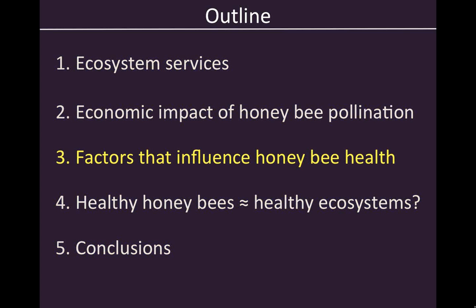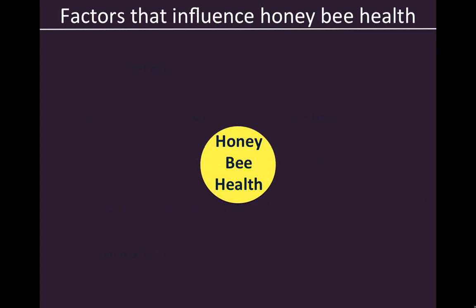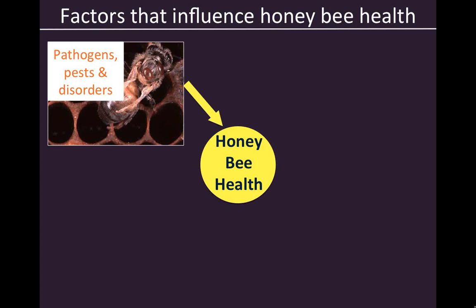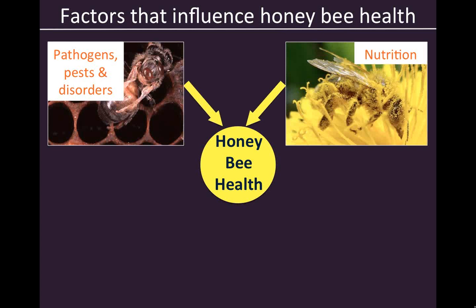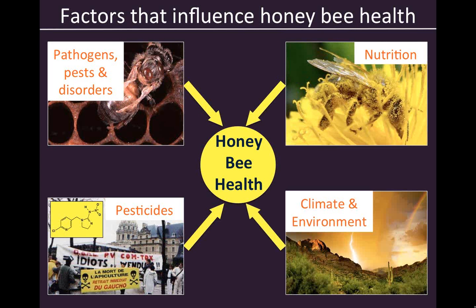So what are some of those factors that influence honeybee health? Our poor honeybees are not only the most influential pollinator of a third of the food we consume, just like I talked about last week, but while they're doing all of these pollination services, they are also being attacked from every front, including pathogens, pests, and disorders, poor nutrition or starvation, the effect of pesticides, and the effects of climate and environmental changes.